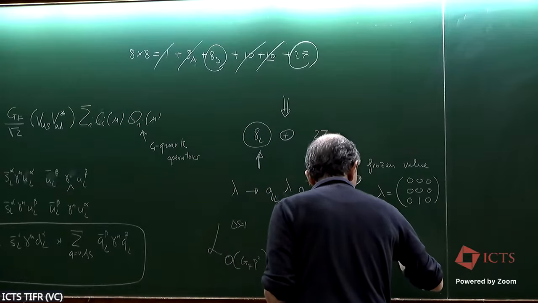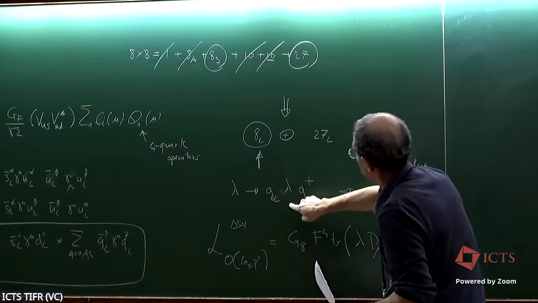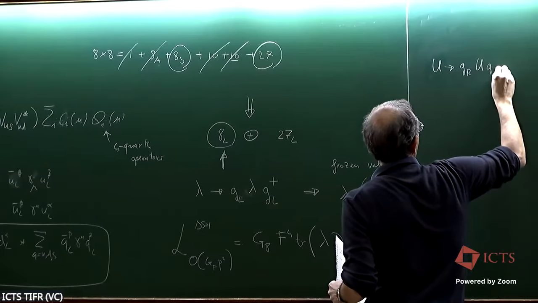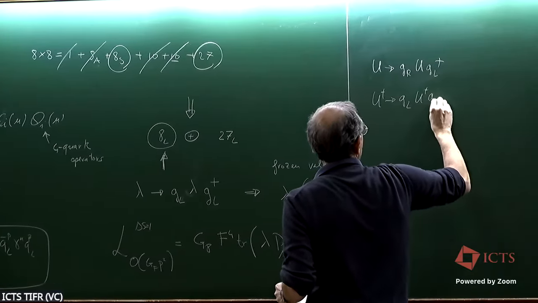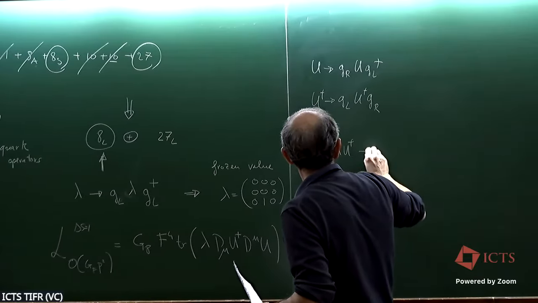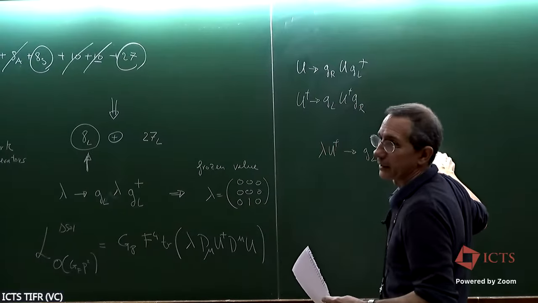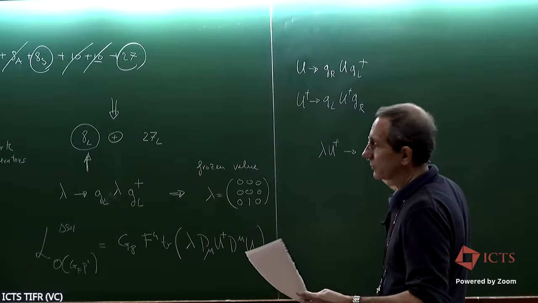That is the only octet I can write, because if you try to take the trace with lambda, we see how it transforms. Remember, U transforms as G right, U, G left dagger, so you can have U right that transforms as G left, U dagger. If I construct lambda U dagger, it transforms as G left, lambda U dagger, G right, so clearly I need something that transforms as U here. But then if I put U dagger U, I get identity, nothing, therefore I need two derivatives.